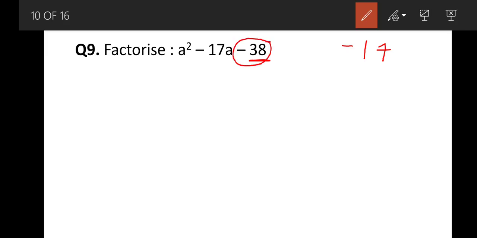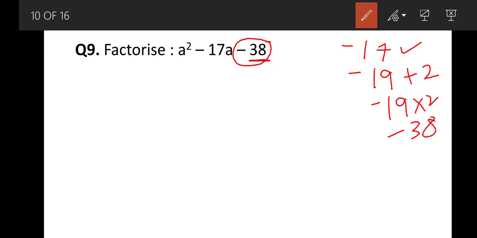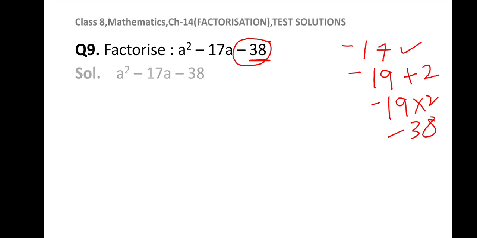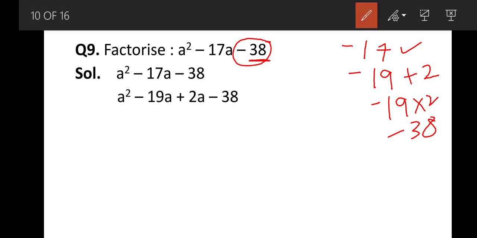minus 38. So what are those 2 numbers? Minus 19 plus 2. If I take their sum, I will be getting minus 17. If I multiply them, that is minus 19 into 2, you will be getting minus 38. So splitting the middle term we have used here. So this is the question. So in place of minus 17a, what I have written? Minus 19a plus 2a minus 38.